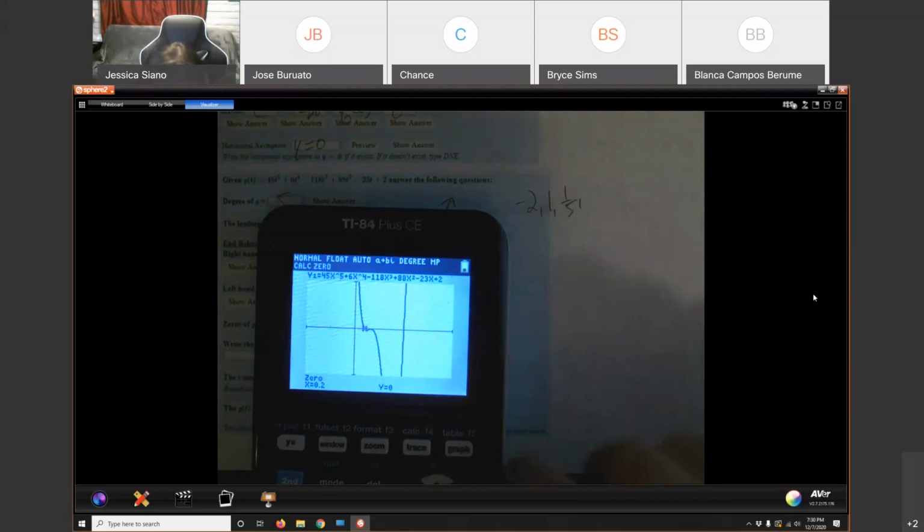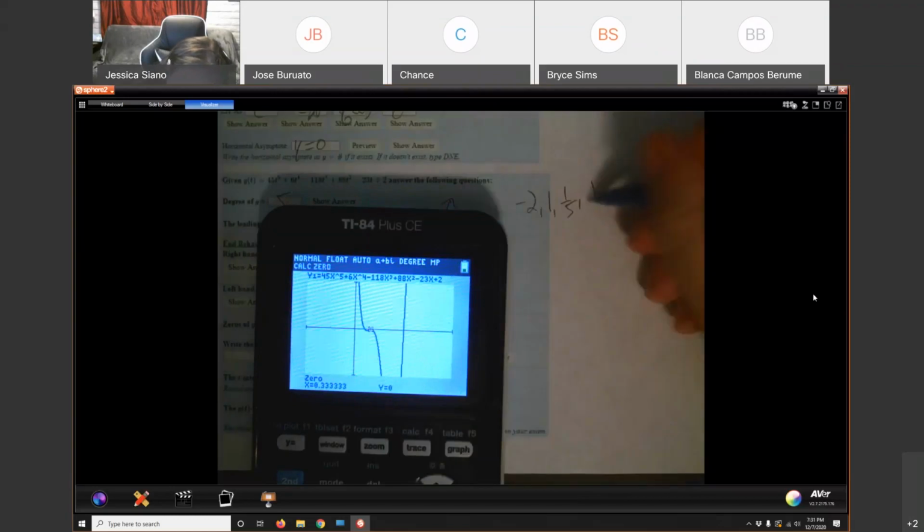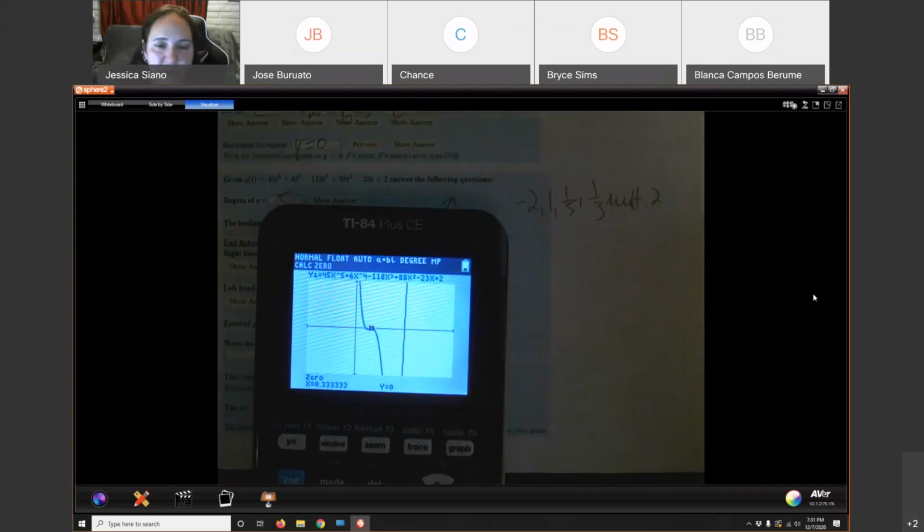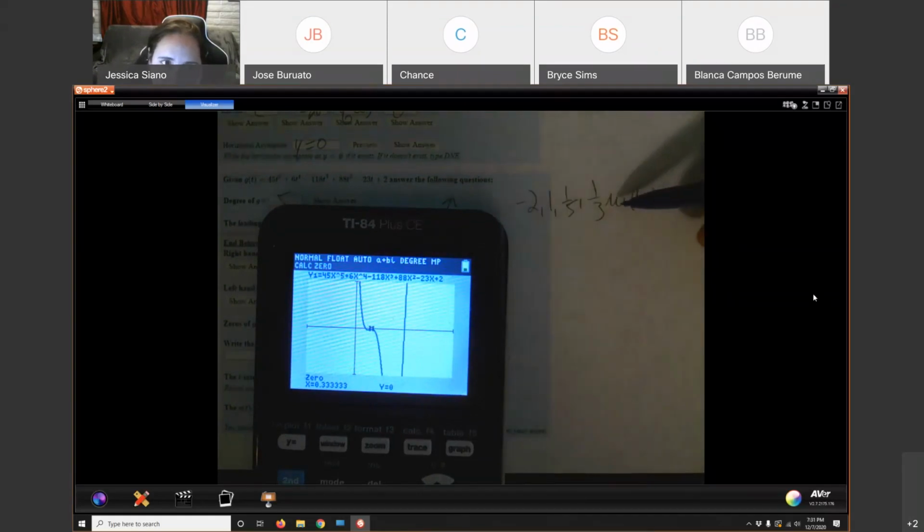All right, now let's try to get this 0 right here. So we're going to do that again, second and then trace to get to calc. We want a zero. So the left side and the right side. So that 1/3 has a multiplicity of 2 because it's a turn. And now really we didn't even need that. We only needed 3 because since this is a 5th degree.